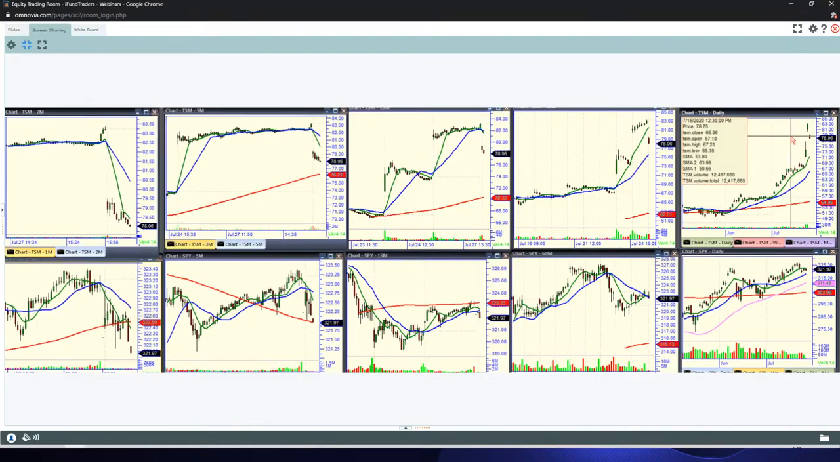Not a great location here. We're kind of in no man's land. So if you want to try it under 78, look for it to continue down towards 77, maybe to the 5 minute 200. You could. It's just a bad location. We're right in the middle of a gap. We're at this prior.